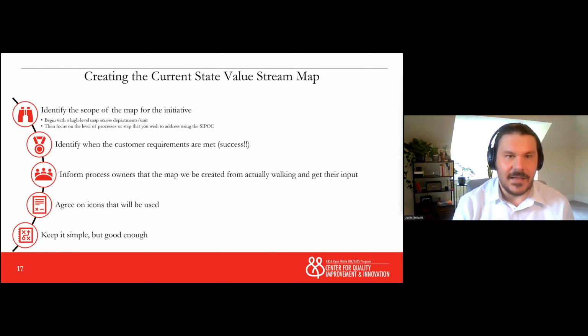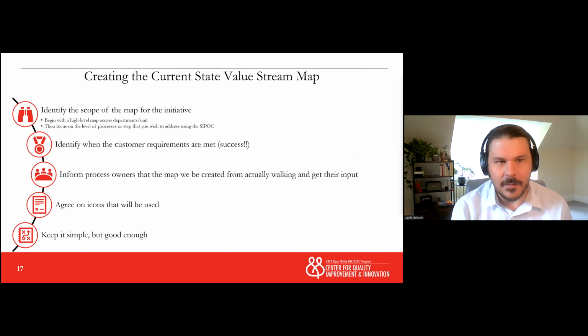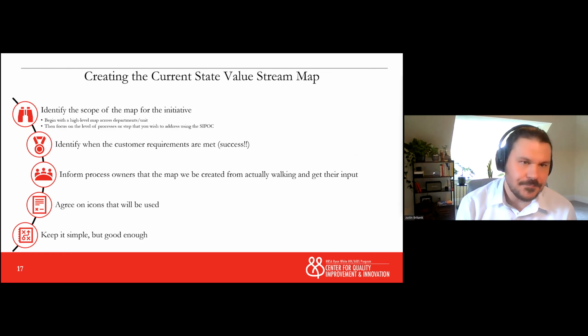So we always start with that current state value stream. We want to make sure we have the right scope for the initiative. Again, the SIPOC is really helpful there. We want to identify what a win looks like. I think that's so important to quality improvement, making sure we're all on the same page about what we want to happen at the end of this process. What does success look like?